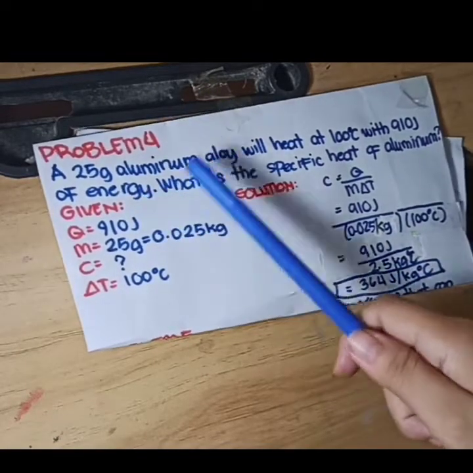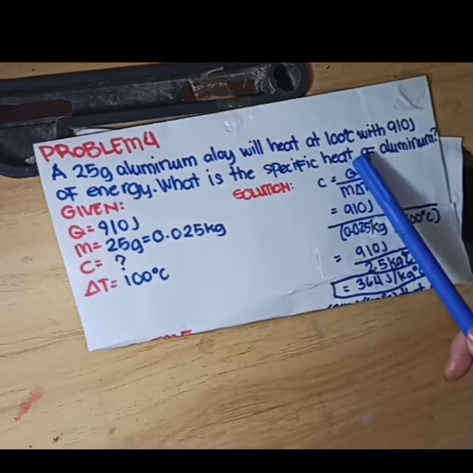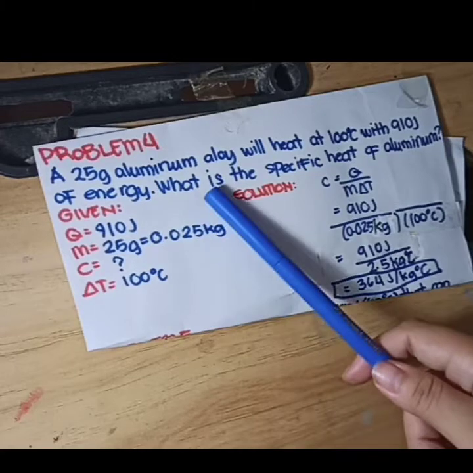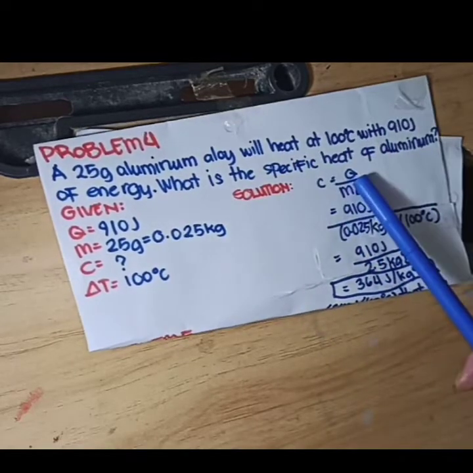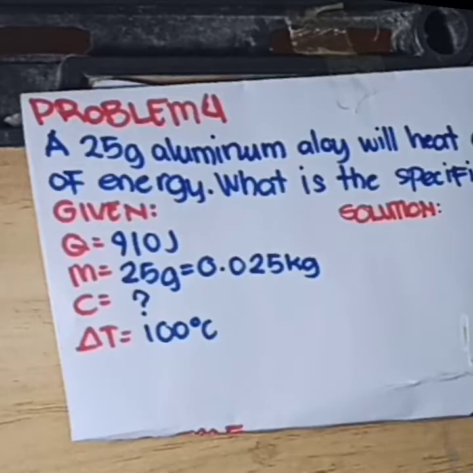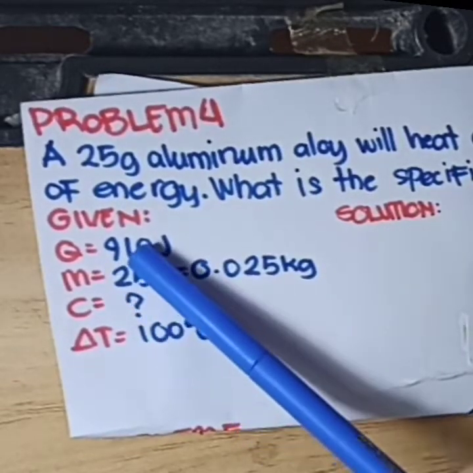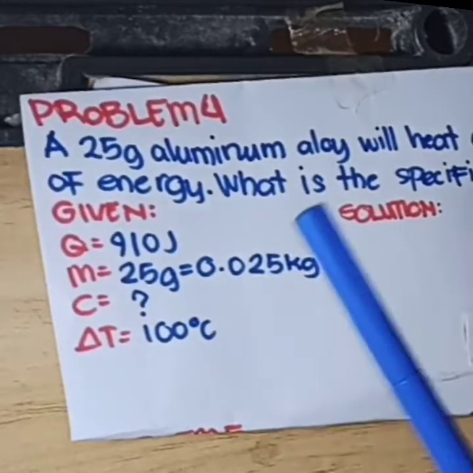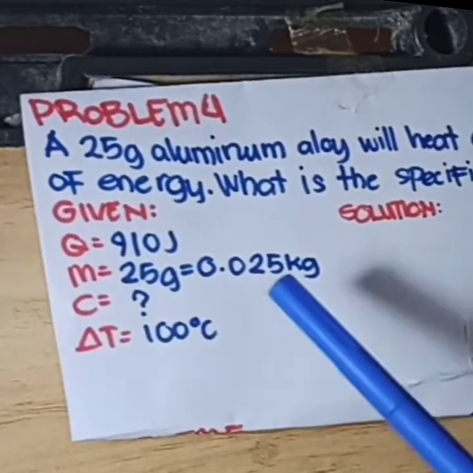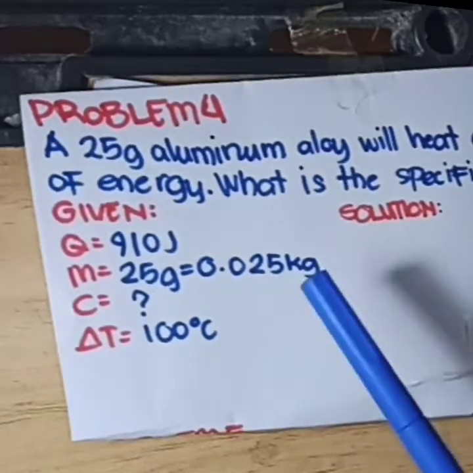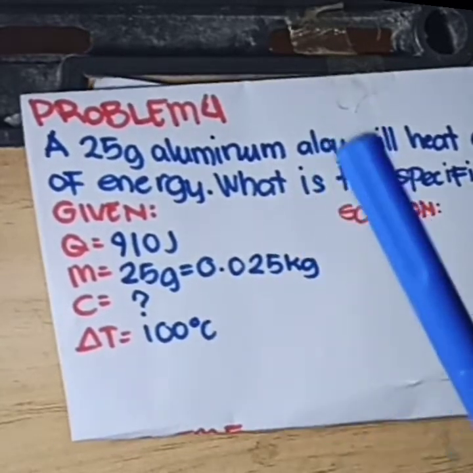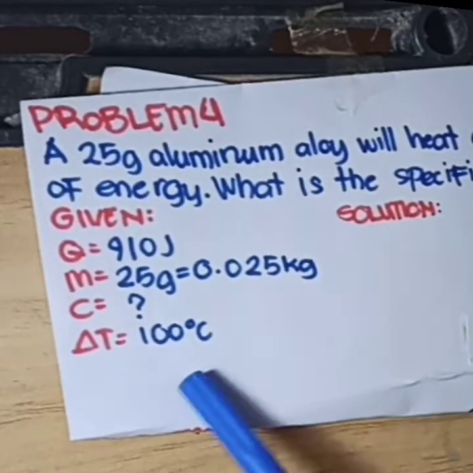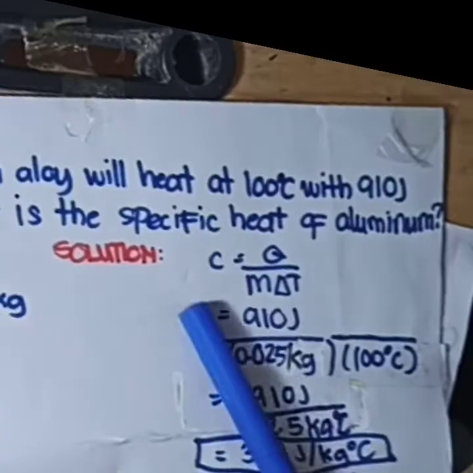25 grams of aluminum alloy will be heated at 100 degrees Celsius with 910 joules of energy. What is the specific heat of aluminum? So first we're going to write the given. We have here the heat evolved of 910 joules and the mass is 25 grams, and we converted it into kilograms, and we have here 0.025 kilograms, and the specific heat is question mark and the change of temperature is 100 degrees Celsius.